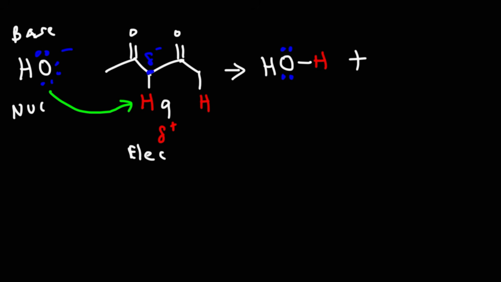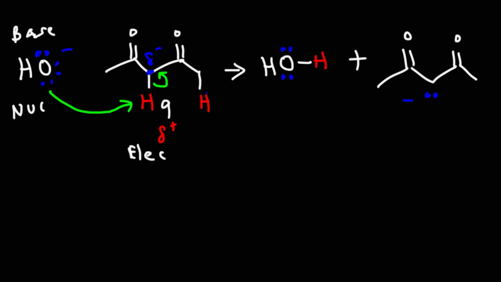Now what happens when the carbon-hydrogen bond breaks? If we take away the hydrogen, that bond has to break. Where will the electrons go? Because carbon is more electronegative than hydrogen, we know that when the CH bond breaks, the electrons will go towards the carbon atom. And so we're going to get a carbanion.